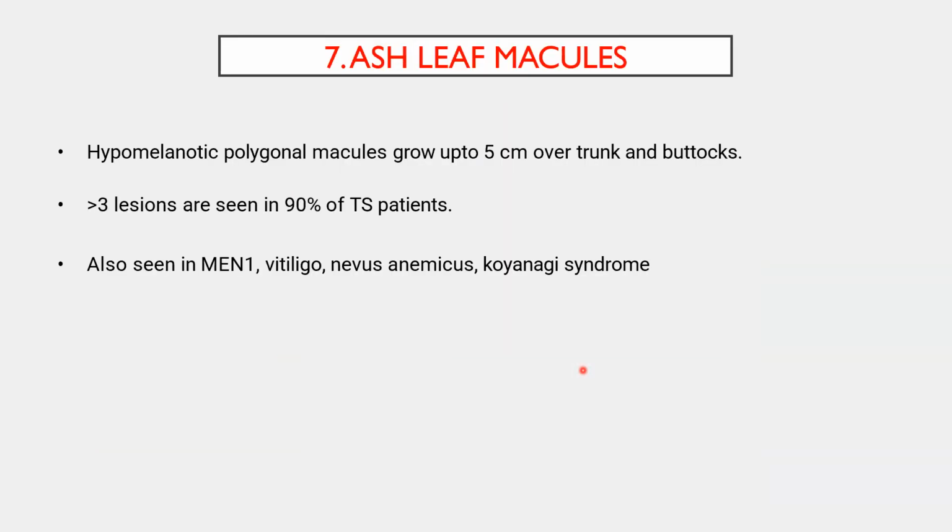Last one is hypomelanotic patches, that is Ash leaf macules. These are polygonal hypomelanotic macules, growing up to 5 cm, predominantly seen on the trunk and buttocks, sometimes in the calf region also. More than 3 lesions are seen in 90% of TS patients. This can also be seen in MEN1, vitiligo, nevus, and Waardenburg syndrome.